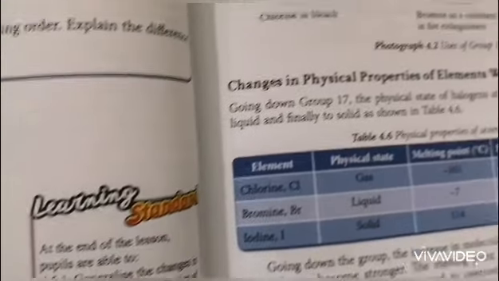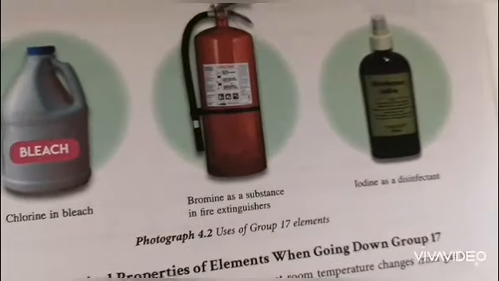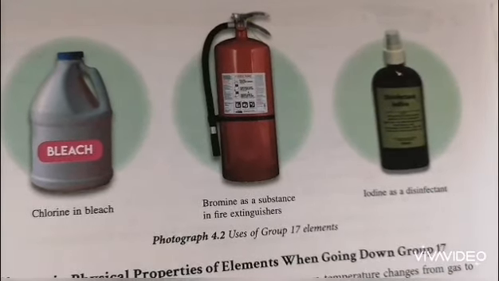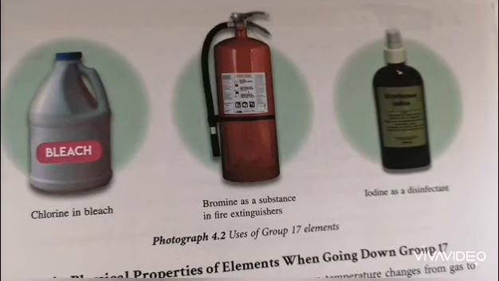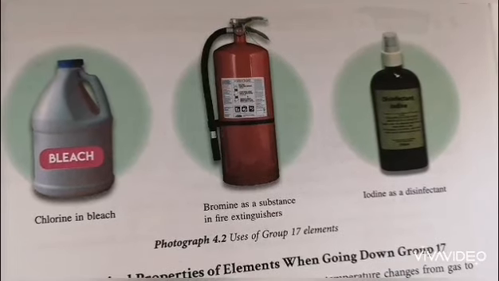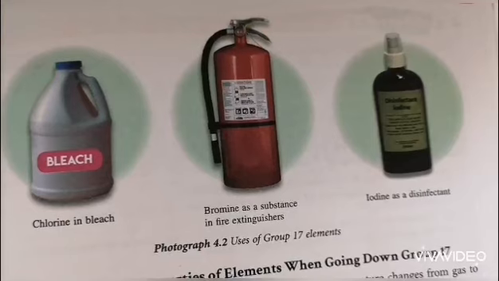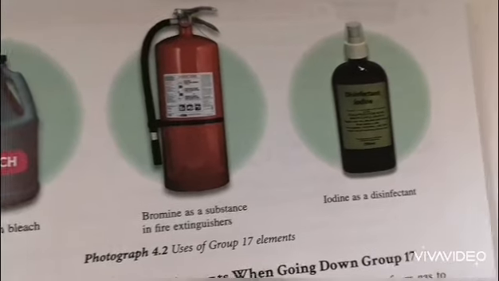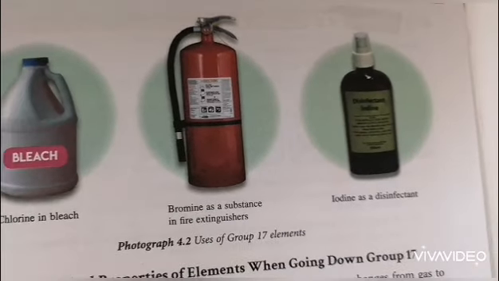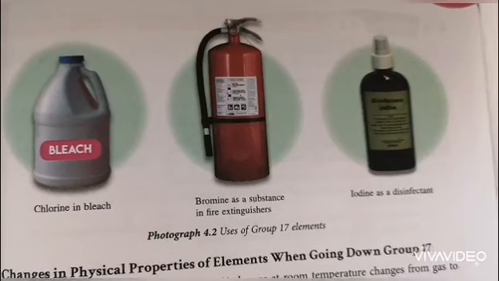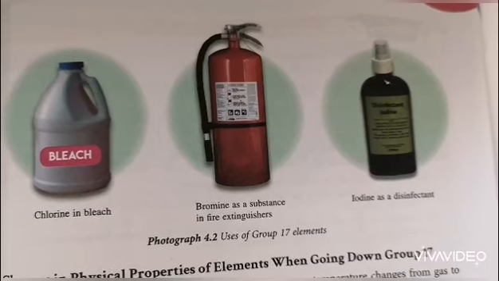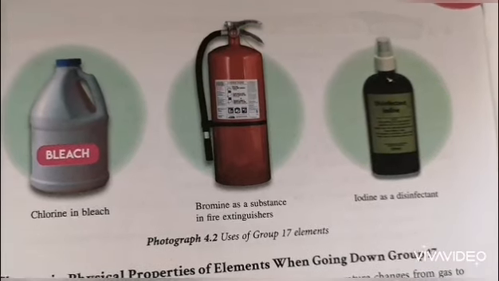Now, where do we find halogens in our daily lives? We see halogens in bleach, that's chlorine. Some of you are familiar with Clorox, right? There's chlorine in bleach. Bromine is used as a substance in fire extinguishers, and iodine is used as a disinfectant. If you are in St. John's or Red Crescent, you would probably have used iodine before. It's the brown liquid used to clean wounds.